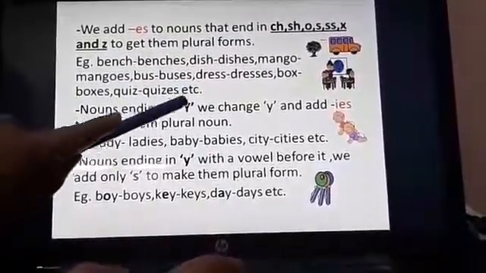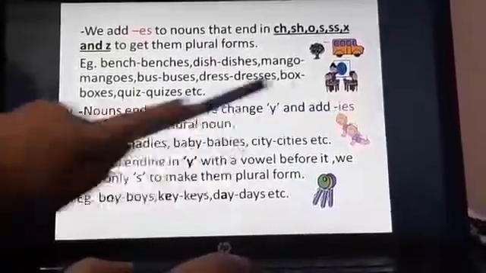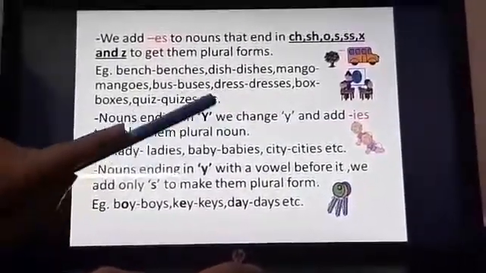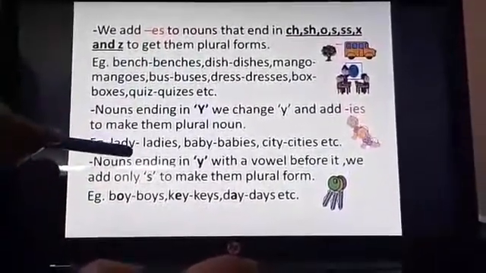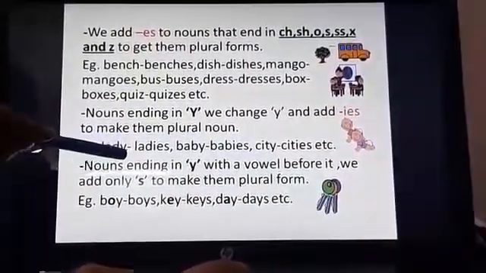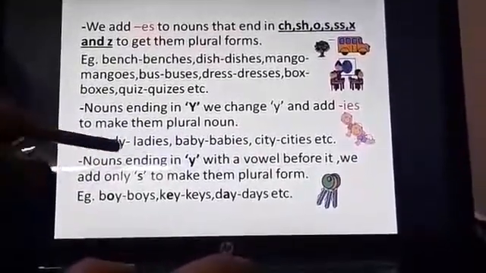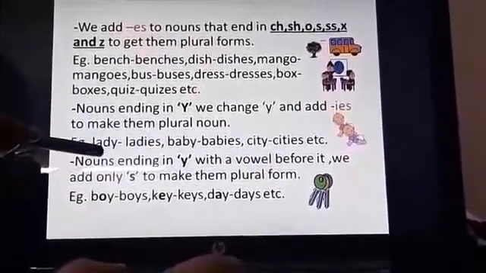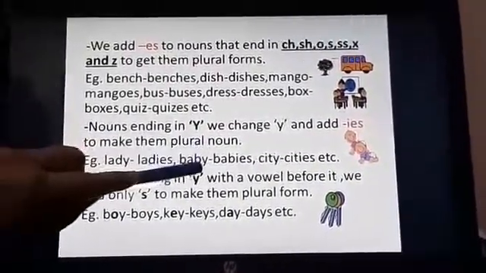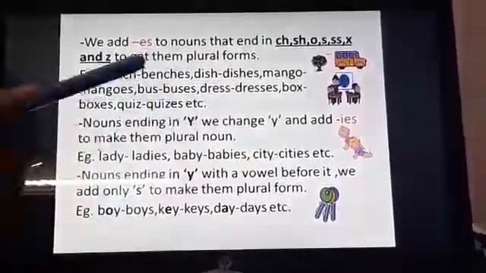Nouns ending in y, we change y and add ies to make them plural. Means what? The nouns which are ending with y, we will remove this y and we will add ies to make them plural. Example, see, lady, ladies, baby, babies, city, cities, etc.